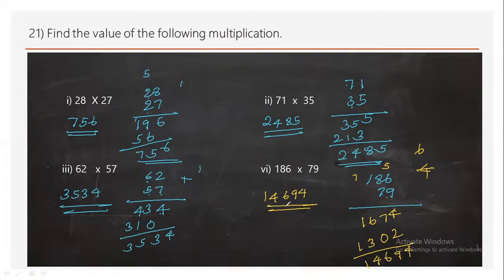This is the answer. Right, we'll go to the next question. I will recheck the answer. 186 multiplied by 79. 14,694. Yeah, that is correct. Next question, question number 22.